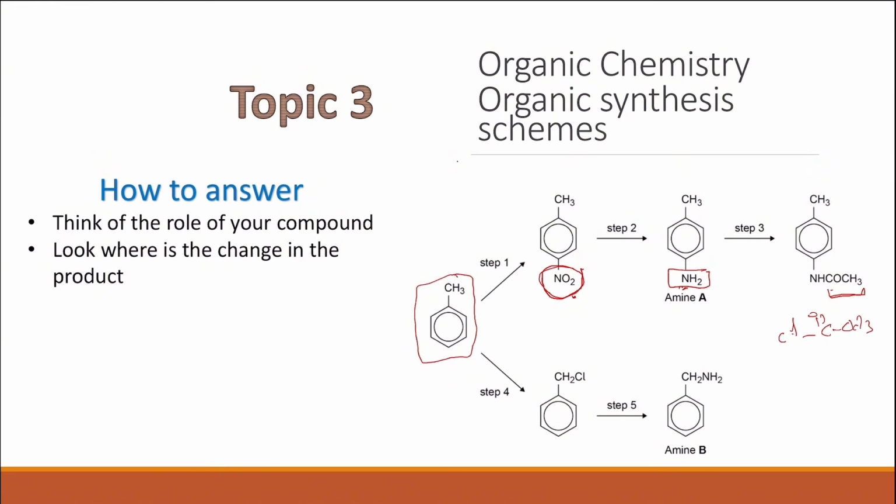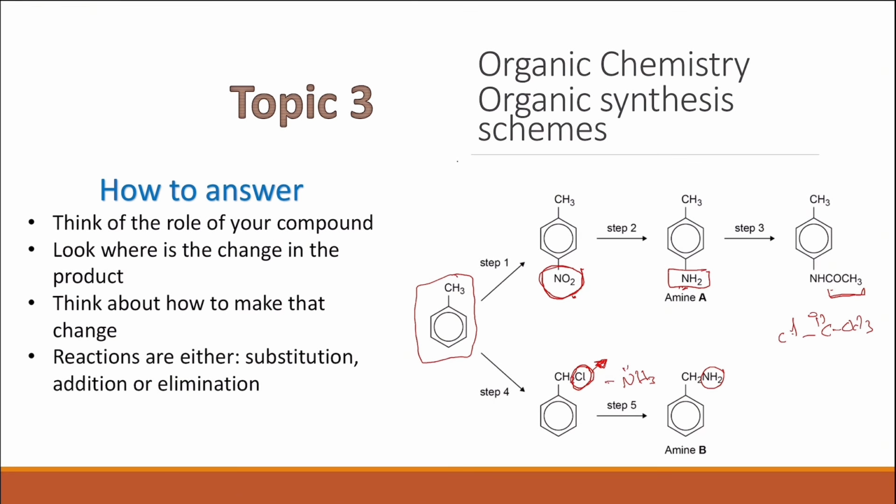And then here, moving to step 4, as you can see, the only change is the substitution of one hydrogen with chlorine. And the only type of reaction we can use to do this is the free radical reaction with chlorine. And then what happened in the next step is that we changed this chlorine into an NH2. So the chlorine, this is an aliphatic alkyl halide, and we can change it into an amine by the nucleophilic substitution reaction, but here with the use of ammonia.